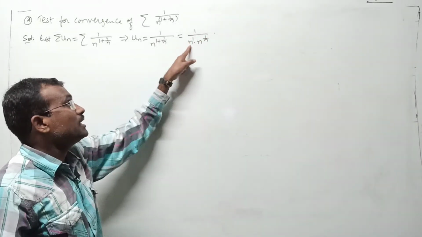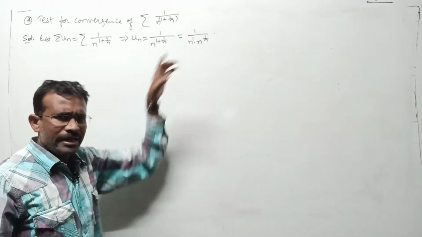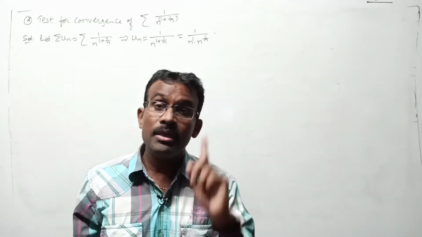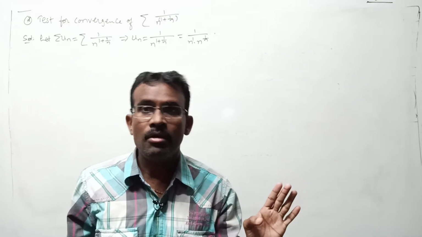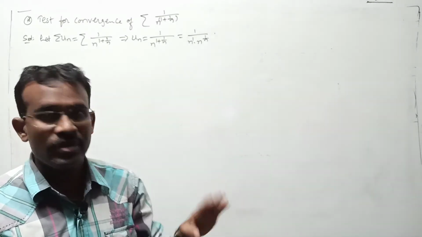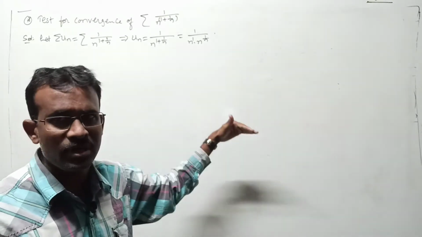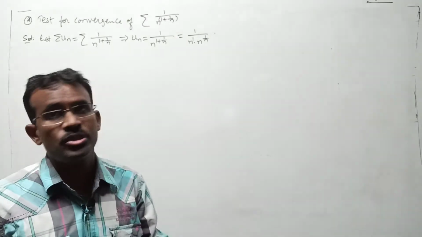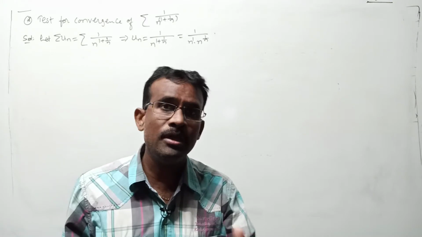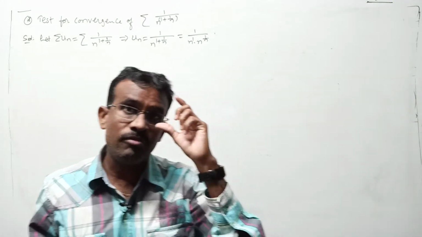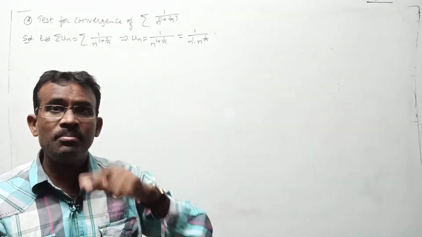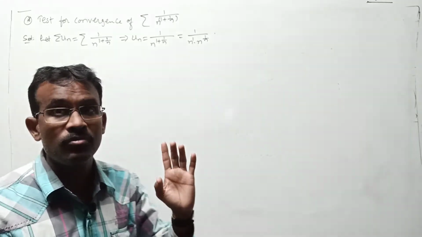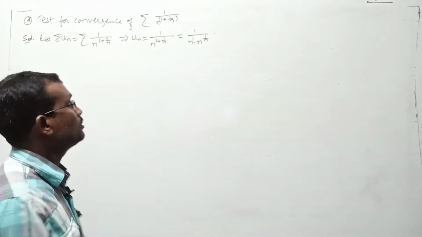Now this 1 by n let us choose as Vn. Actually, you can choose Vn any way, but limit Un by Vn should be a non-zero real number, right? For that cause I am proceeding with some trick, but you may go another way also. While selecting Vn, limit Un by Vn as n tends to infinity should be a non-zero real number. On that basis you have to select Vn.